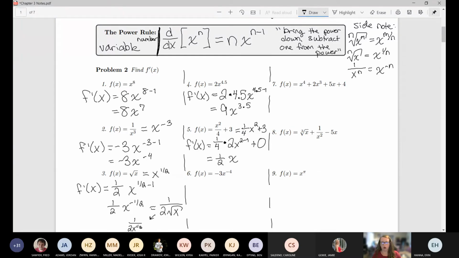I'm going to, again, sit in awkward silence while you try 6 and 7, and then we'll go over 8 and 9 together. So I know 7 looks slightly longer than the ones we've done, but it's kind of like 5, just with 2 extra pieces. So try 6 and 7. I will give you a minute.